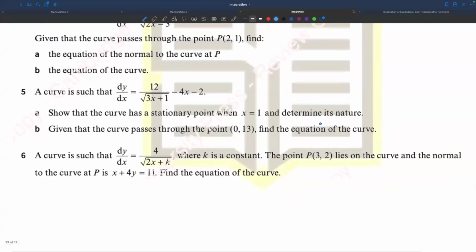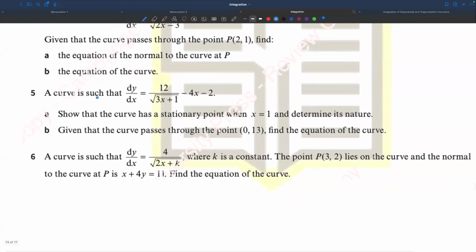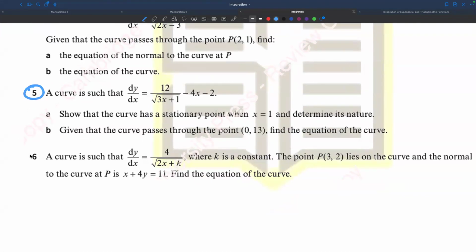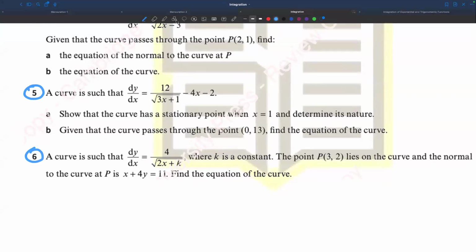Okay, so let's say question number 5. Show that the curve has a stationary point when x is equals to 1. That is easy. Determine the nature. Given that the curve passes through, find the equation. Okay, I want you people to attempt question number 5 and 6, but no more than 7 to 8 minutes for both of these questions. I need speed from everyone today, beta. In the next 7 to 8 minutes, both of these questions should be done.